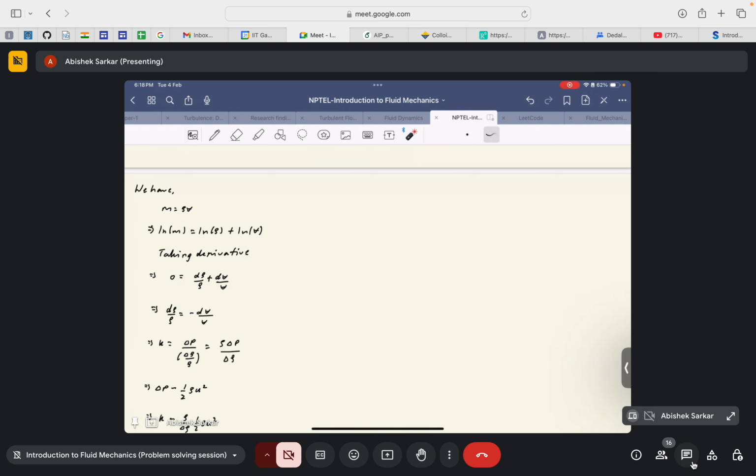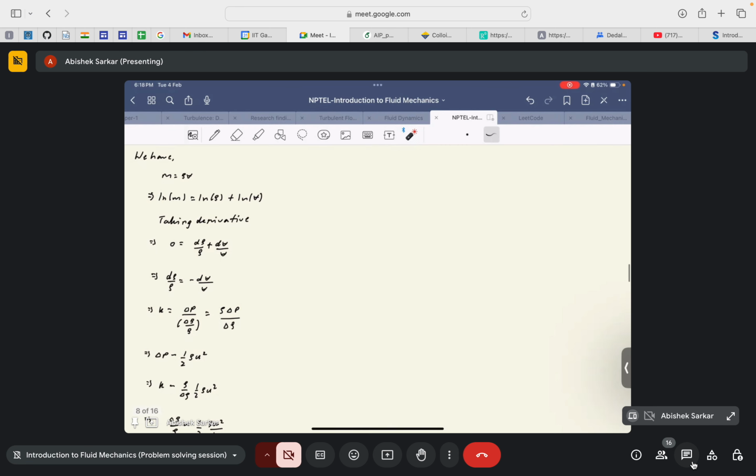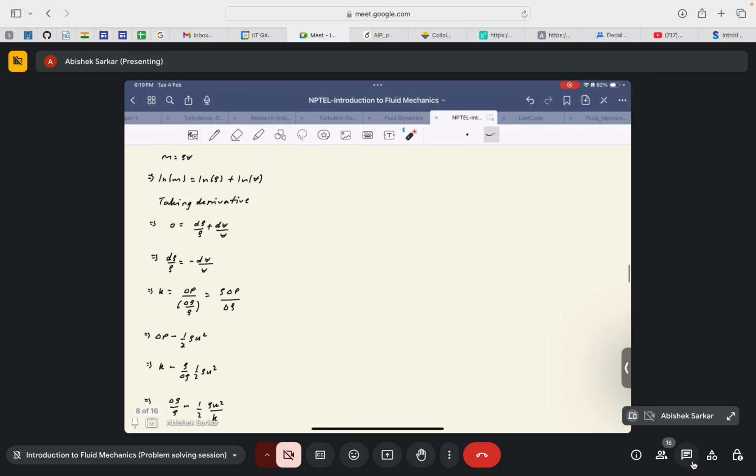Then we take the natural log on both sides, so we can write ln m is equal to ln rho plus ln v. I just use v to denote volume so that we are not confusing it with velocity. Then if we take the derivative on both sides, from the conservation of mass, the change in mass would be 0, so the right-hand side becomes 0, and we can express the left-hand side as d rho by rho plus dv by v, where v is the volume in this case. So we can write d rho by rho as the negative of dv by v.